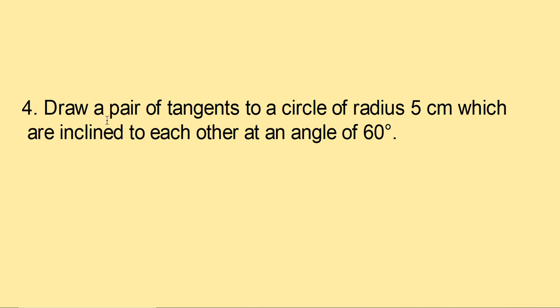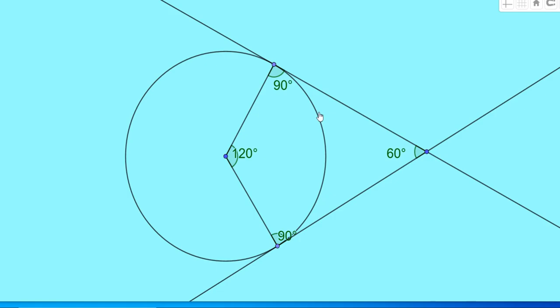Question number 4 is, draw a pair of tangents to a circle of radius 5 cm which are inclined to each other at an angle of 60 degree. Here you can see the angle between the tangents is 60 degree, and you know the radius and tangent is 90 degree. So in this quadrilateral, these both angles are 90 degree.